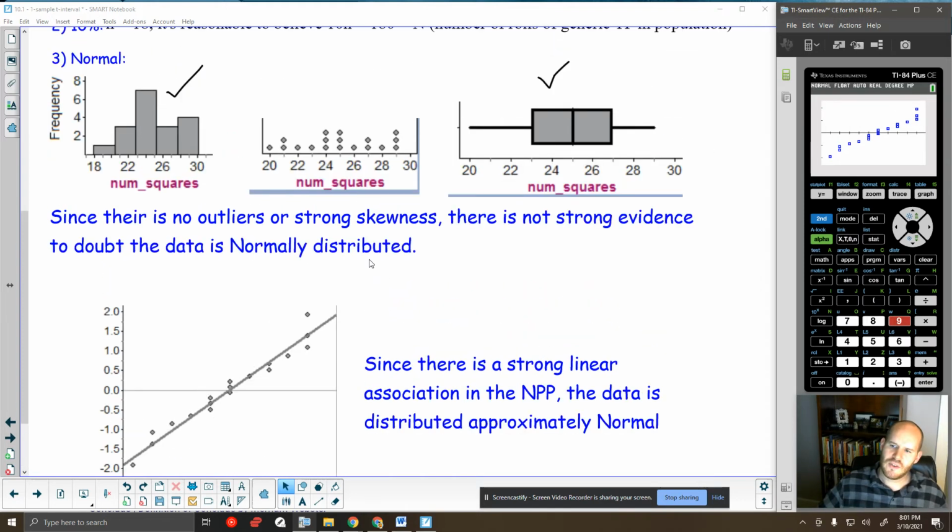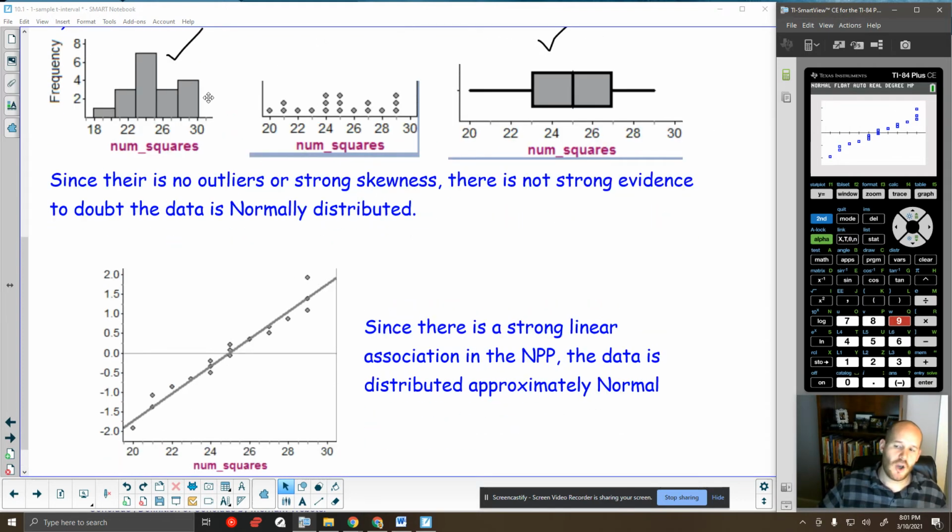So you can do either of those two options. You do not have to make all of these graphs. Any one graph with the associated interpretation is sufficient to meet this condition. So we've definitely met the condition in this case.